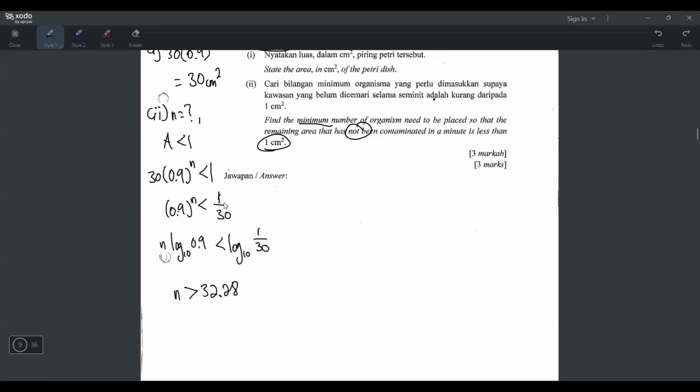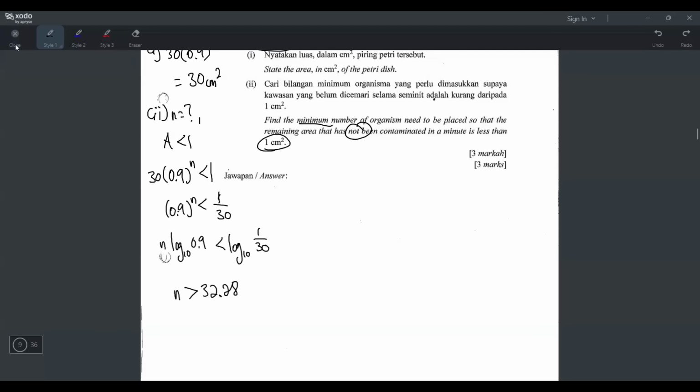If you press log 0 point something, you will always get a negative answer. Of course, you can try with your calculator, just press log 0.9 separately, and it really gives you negative. It means the log 1 over 30 is also a negative value. That's why when you take a negative number divided by a negative number, you end up with a positive number, right? But when you press separately, they both give you negative. That's why when you divide by a negative, the smaller becomes bigger.